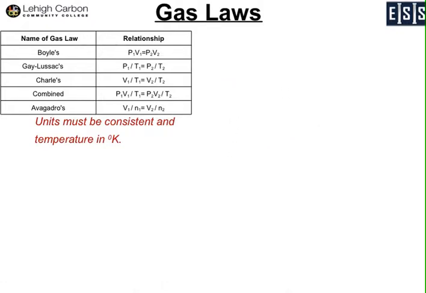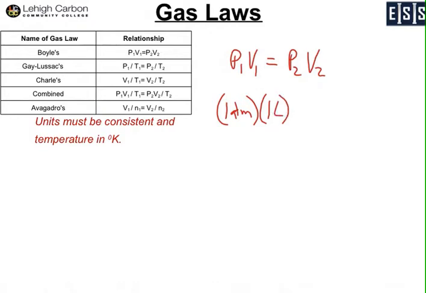So if we look at the first one, which is Boyle's Law, initial pressure and volume will be related to the second or final pressure and volume through this relationship, P1V1 equals P2V2. One thing to remember here in red on the left, units must be consistent. So if initially you had 1 atmosphere and your volume was 1 liter of gas, when they change that to a second condition, it needs to be in the same units as the initial.